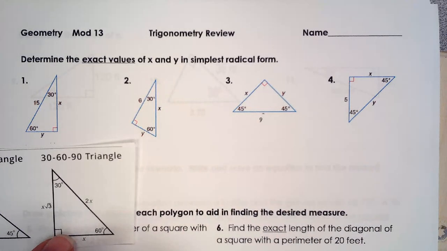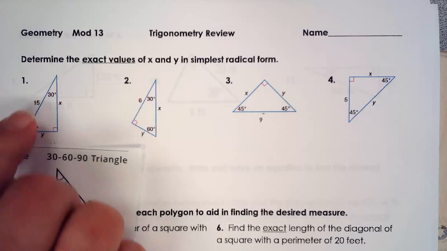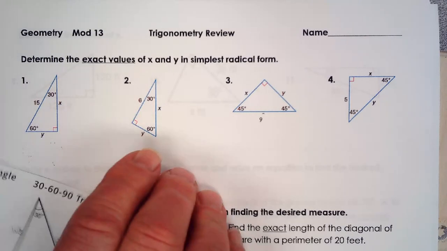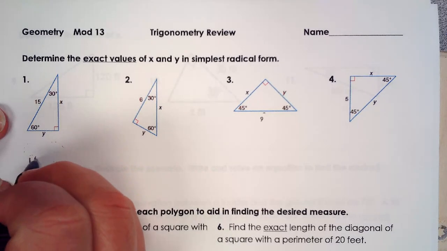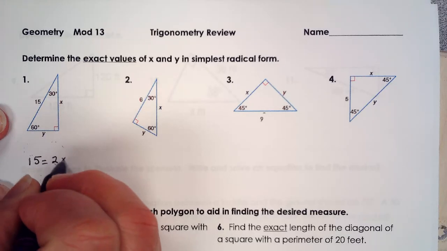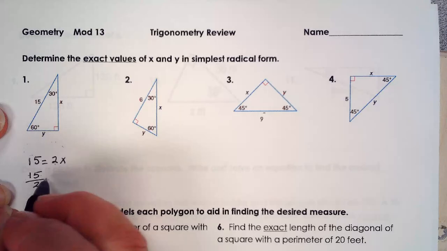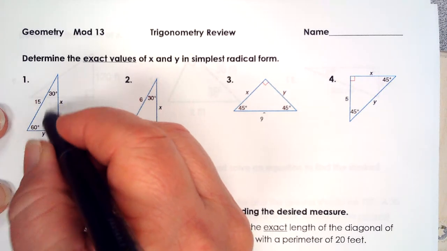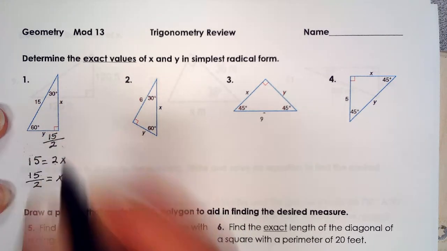If you've got the 30, 60, 90, you know that the long side, or the hypotenuse, is 2 times x. That means that 15 will be 2 times x. So x would be 15 halves. And if you're looking, your short side is here. This would be 15 over 2.